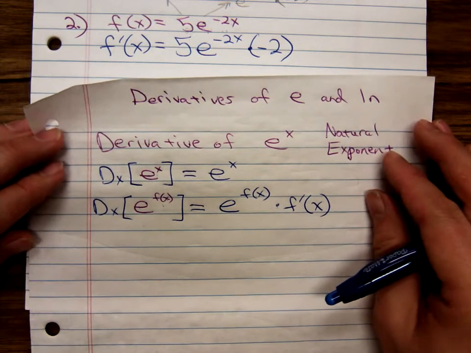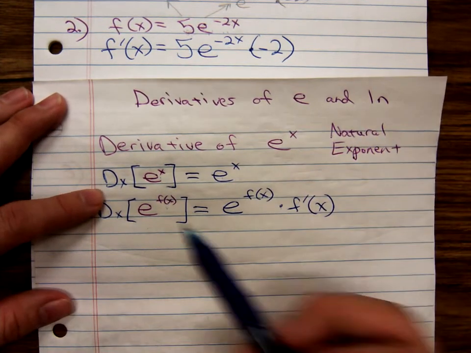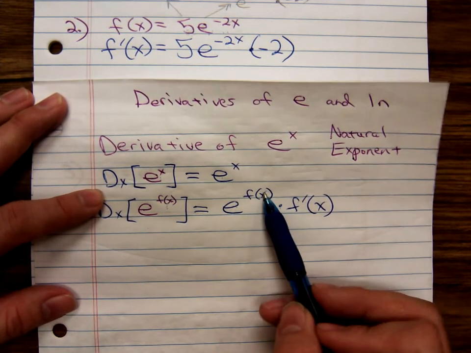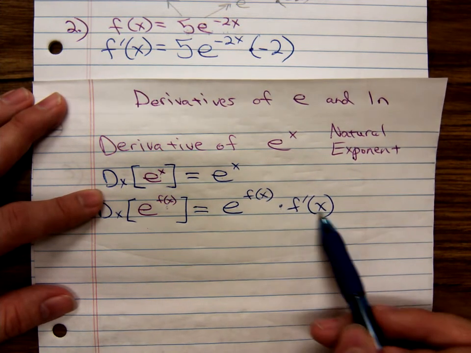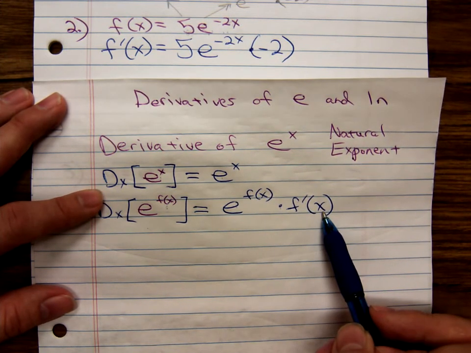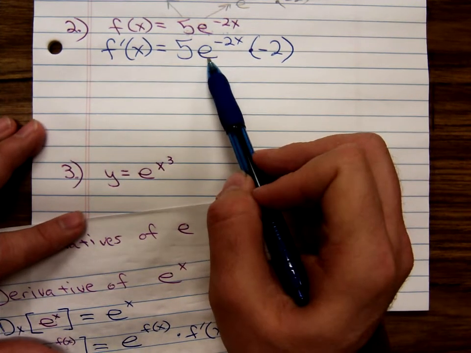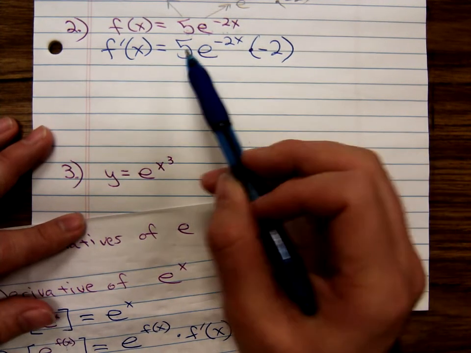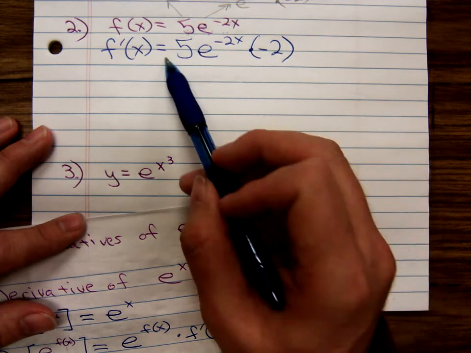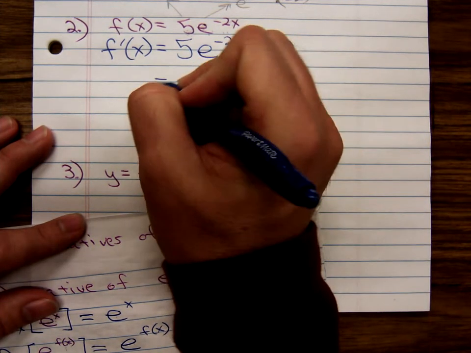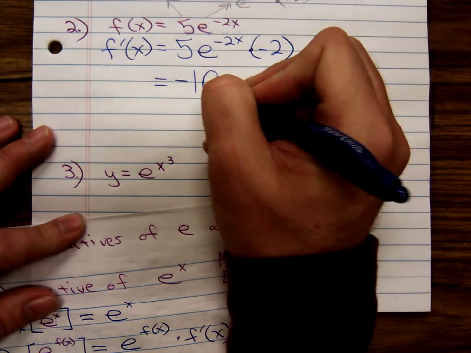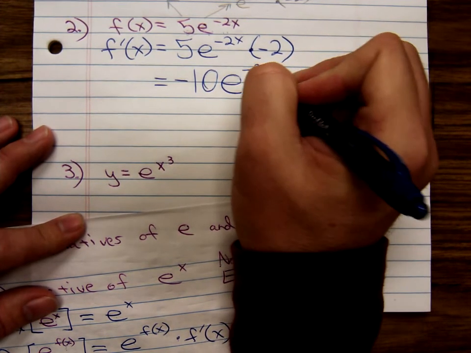We're using the fact that the derivative of e to the f of x is e to the f of x times the derivative of the exponent. And we can clean that up a little bit: 5 times e to the negative 2x times negative 2. You can multiply those constant factors to get a derivative of negative 10 e to the negative 2x.